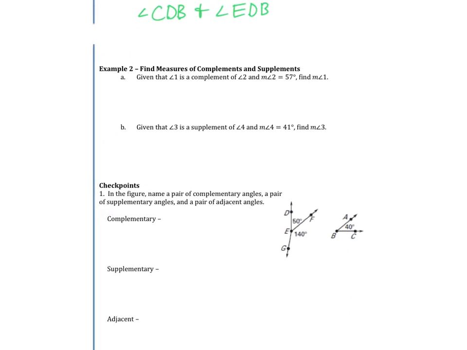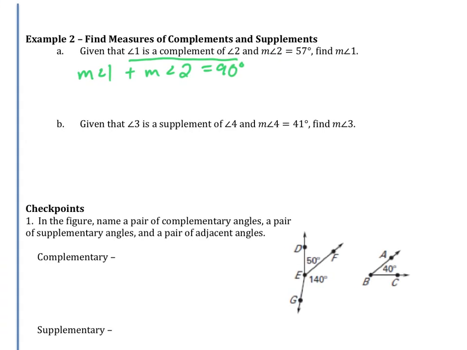Example 2. Find the measures of complements and supplements. So if we're given that angle 1 is a complement of angle 2, what this means is that those two will add up to 90. So angle 1 is a complement of angle 2 means the measure of angle 1 plus the measure of angle 2 equals 90 degrees. So angle 1, we don't know. It says find angle 1, but we do know angle 2 is 57. So we'll put 57 degrees, and we still have to find the measure of angle 1. So how do you get the measure of angle 1 alone? Since they're complements, they add to 90, so we have to get rid of that plus 57. Cancel that out. So the measure of angle 1 is equal to 90 minus 57, which is 33 degrees.